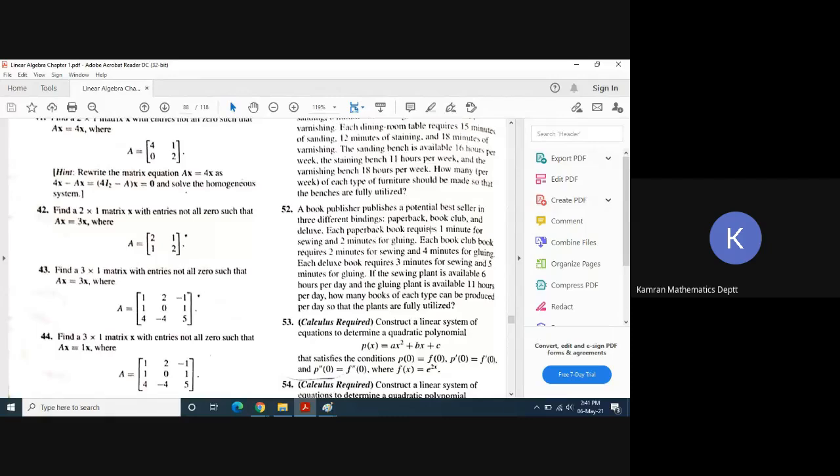Each paperback book requires 1 minute for sieving and 2 minutes for gluing. Each book club requires 2 minutes for sieving and 4 minutes for gluing. Each deluxe book requires 3 minutes for sieving and 5 minutes for gluing. If the sieving plant is available for 6 hours per day and the gluing plant is available for 11 hours per day, how many books of each type can be produced per day so that the plants are fully utilized?